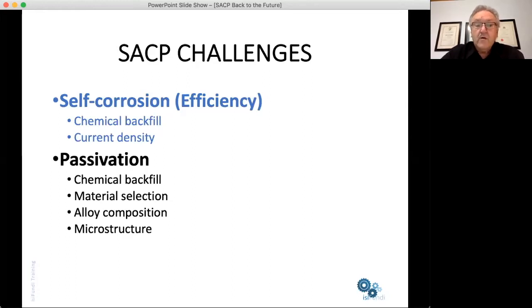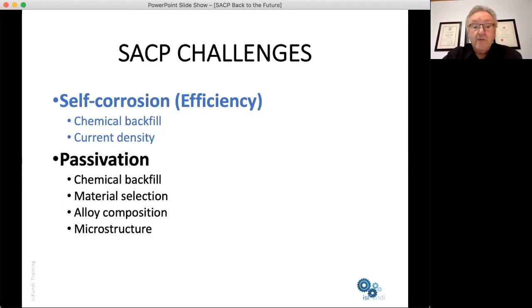Again, we can control the extent of passivation of the anodes using chemical backfill in order to maintain the anode active by selecting the correct material for the environment. In other words, we don't go and use the wrong material for the environment. So aluminium anodes, for example, don't work in fresh water. We can modify the composition of the material. So the zinc can either be high purity zinc or an alloy of zinc.